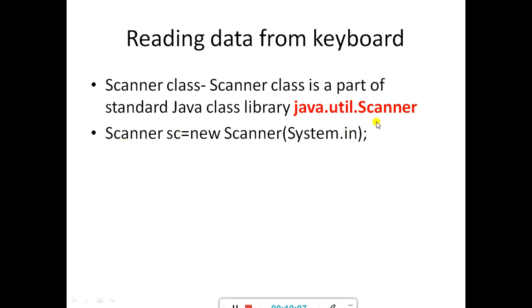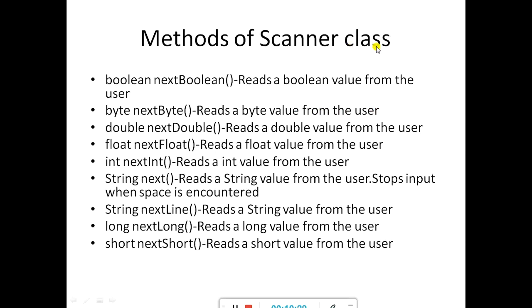So we have to first create an object of class Scanner, and then with the help of the object you can read the data from the console. Whatever we are entering on the console could be of any data type: integer, boolean, character, string, double, float. So there are different methods of the Scanner class. First is nextBoolean. It reads a boolean value from the user, so the return type of it is boolean. nextByte reads a byte from the user.